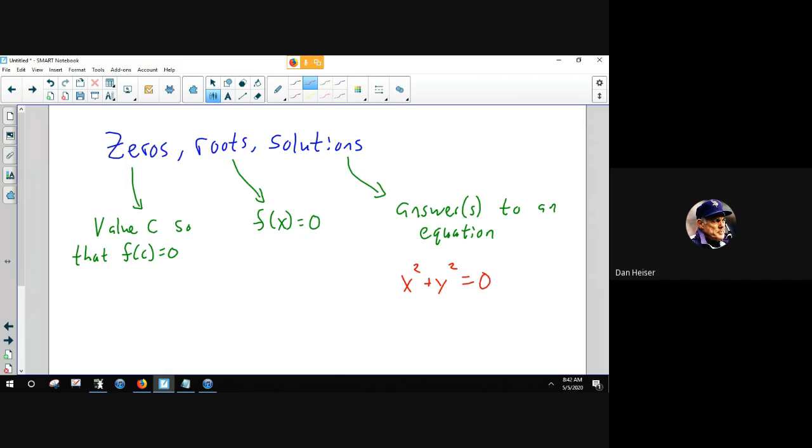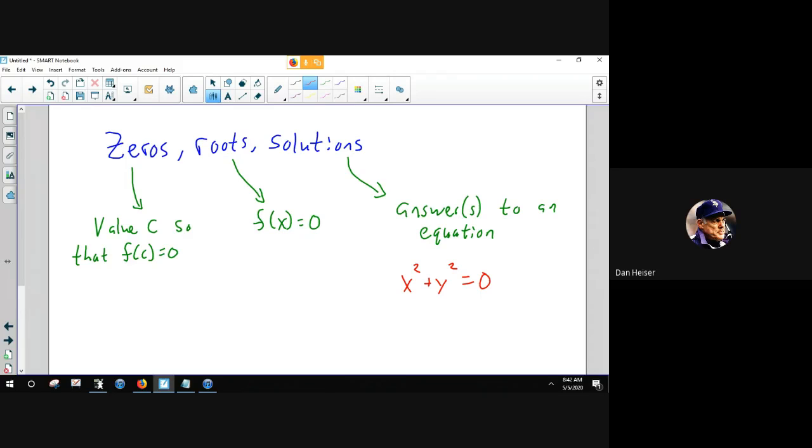I can solve that equation, but that's not a function. This has no zeros. It's not a function. It has no roots because it's not a polynomial equation. Polynomial equations, by definition, are of one variable. This has two variables.